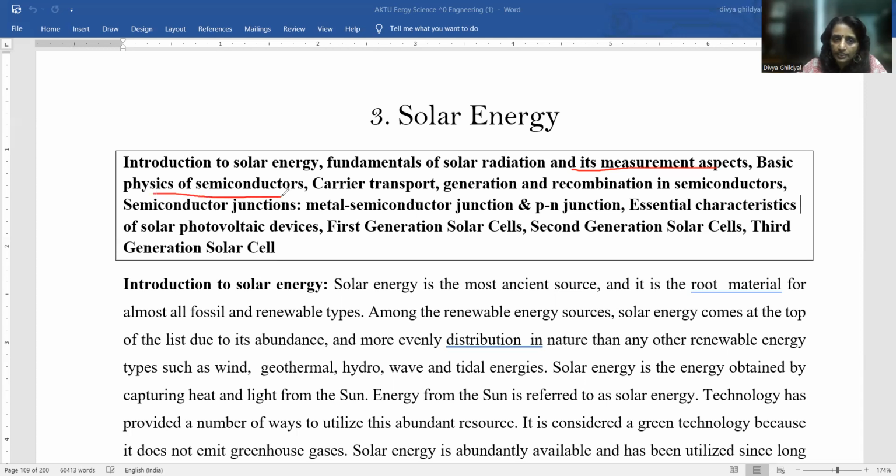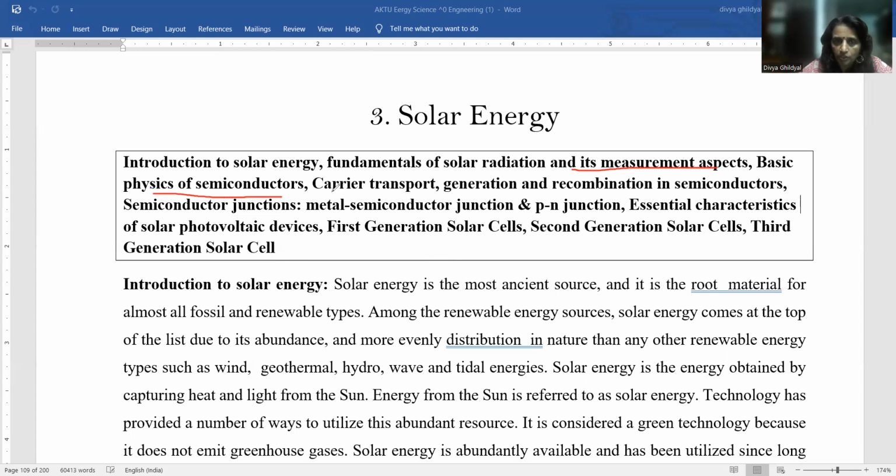Basic physics of semiconductors. Why are you studying semiconductors in solar energy? You are studying semiconductors because they are used in solar panels, and solar panels have become very common. They are used in all Indian villages and other places also, because they store the sunlight during daytime, and then that stored sunlight is utilized at night, especially in places where power is a very big problem. So that is why you should be familiar with semiconductor physics.